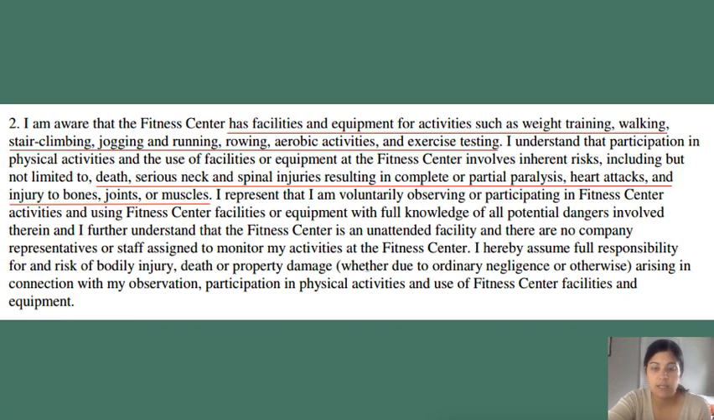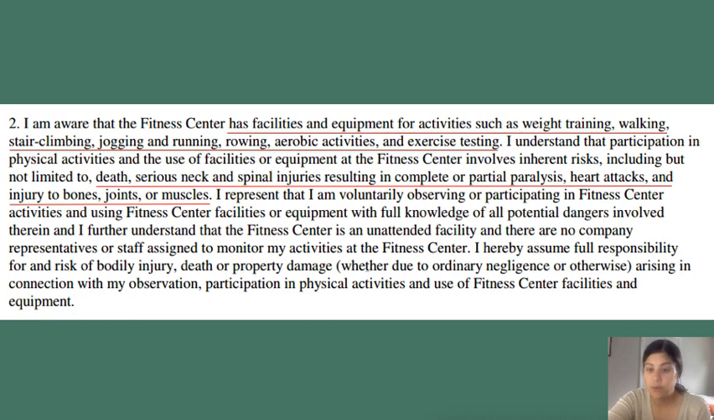So I've given you an example here of a fitness center waiver that's done a really good job of being specific in regards to the what. So they outline all the potential activities that could cause injury, and then they list the specific types of injuries that could occur, right? Anything from a joint or muscle tear all the way to death, right? So they've been very specific in identifying potential injuries.